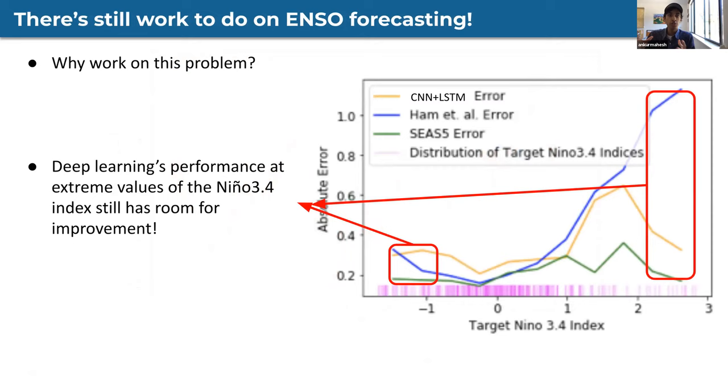On the next slide, you'll see the ultimate goal of why this hackathon is on ENSO forecasting, because there's still work to do. For extreme values of the Niño 3.4 index, machine learning doesn't perform as well as the dynamical models from the state of the art, so there's still work to do.